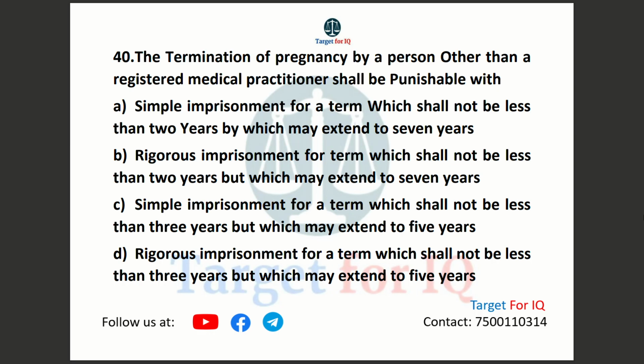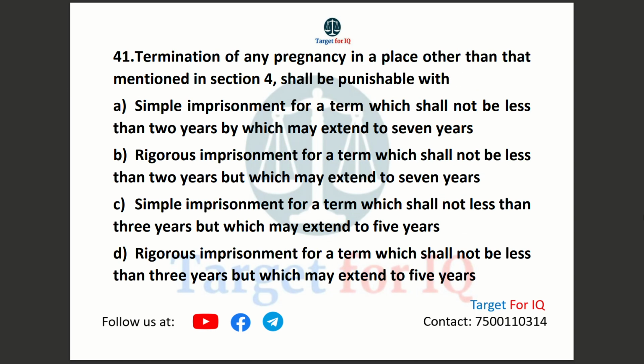Question number 40. The termination of pregnancy by a person other than a registered medical practitioner shall be punishable with option A, simple imprisonment for a term which shall not be less than 2 years, but which may extend to 7 years. B, rigorous imprisonment for a term which shall not be less than 2 years, but which may extend to 7 years. Option C, simple imprisonment for a term which shall not be less than 3 years, but which may extend to 5 years. And D, rigorous imprisonment for a term which shall not be less than 3 years, but which may extend to 5 years. So the correct answer to question number 40 is option B. Rigorous imprisonment for a term which shall not be less than 2 years, but which may extend to 7 years.